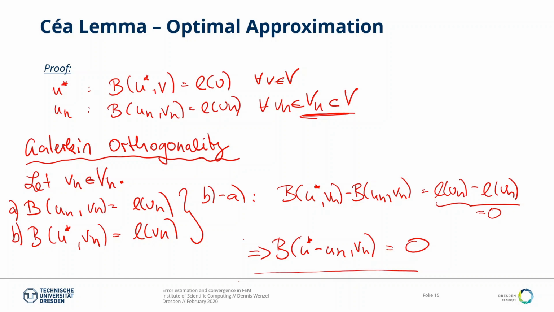If I was using V, so some function from the continuous problem, then of course this would not be true. Okay, so the VH here is very important. That's true for all VH in the discrete space. Okay, that's a key. And now we are going to use this to prove our lemma.